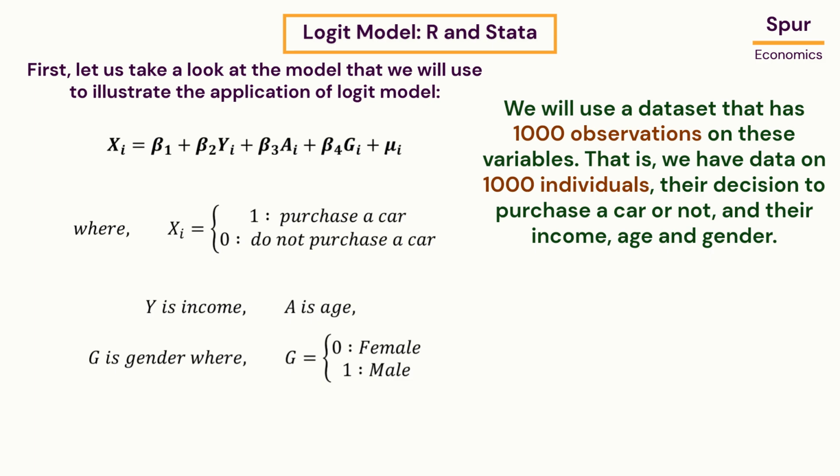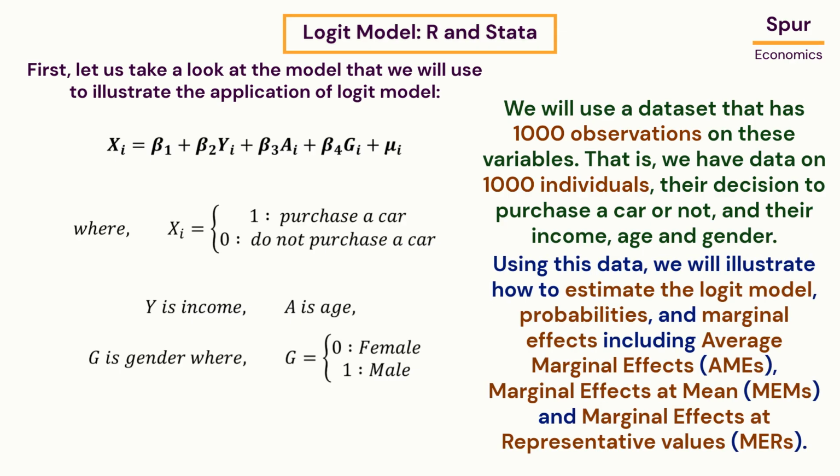That is, we have data on 1,000 individuals, their decision to purchase a car or not, and their income, age, and gender. Using this data, we will illustrate how to estimate the Logit model, probabilities, and marginal effects including average marginal effects at mean and marginal effects at representative values.